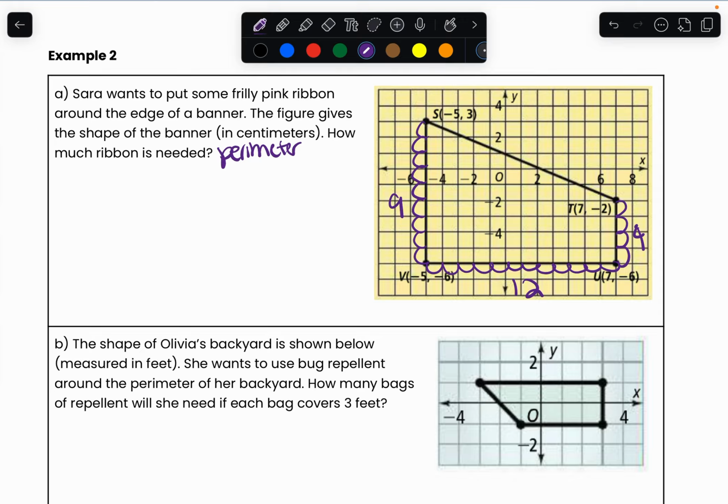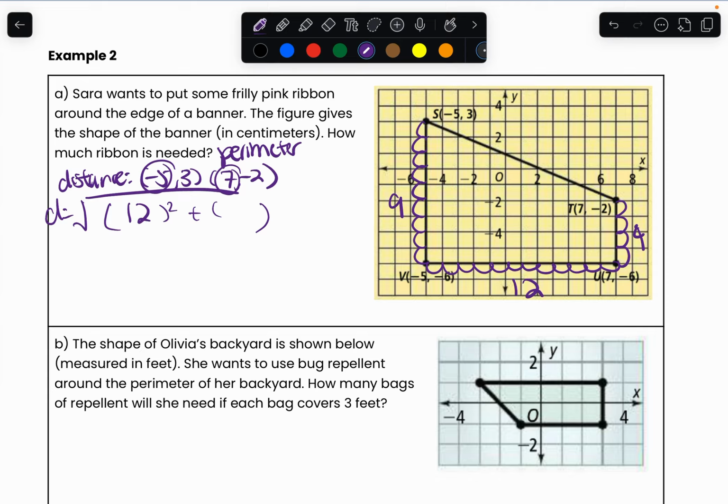Let me first use the distance formula. If I use the distance formula to figure out my distance here, let me first write my two points, negative 5 and 3, and 7 and negative 2. Okay, my D equals. In the first blank, I will put the difference between my x values, which is 7 and negative 5. The distance between 7 and negative 5 is 12. For my second blank here, I'll put the difference between 3 and negative 2, which in this case will be 5.